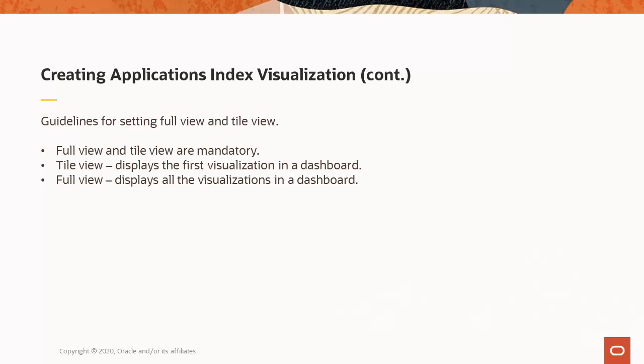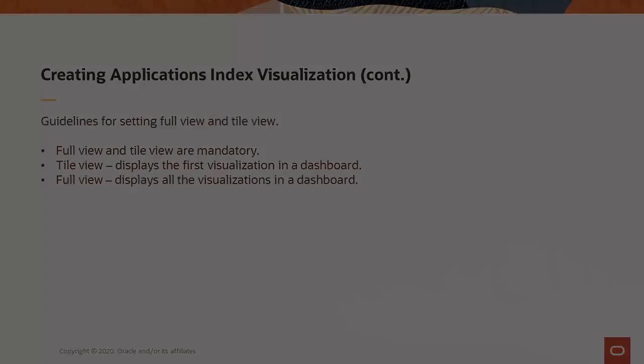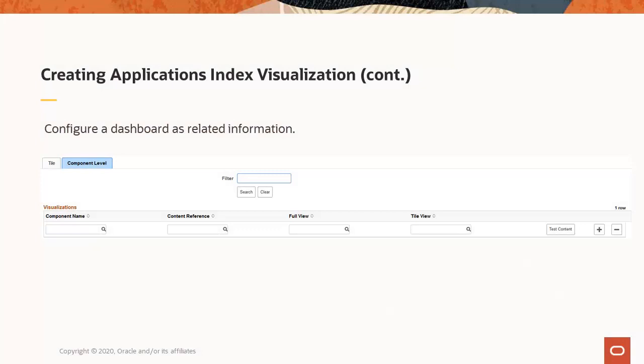When you set a dashboard for full view, it displays all the visualizations in it. You access the full dashboard by selecting the tile or related information. When you configure a dashboard as related information of a fluid component, the dashboard appears in the right panel of the component. However, access to the component and dashboard data are controlled by the security privileges assigned to a user. You can map dashboards as related information only to fluid components. The guidelines surrounding full view and tile view are applicable to related information dashboards too. Try out the component by selecting the Test Content button.